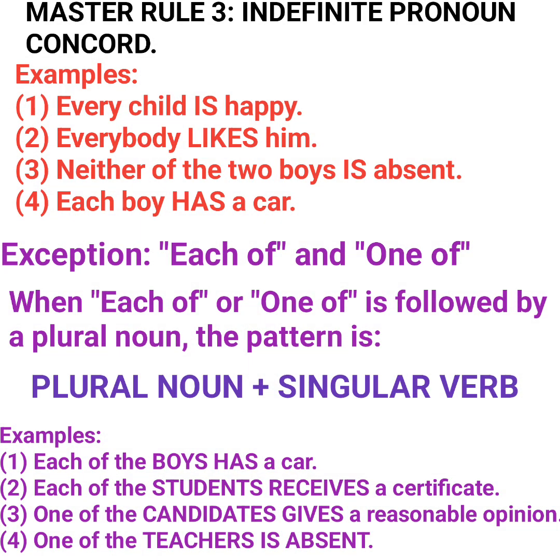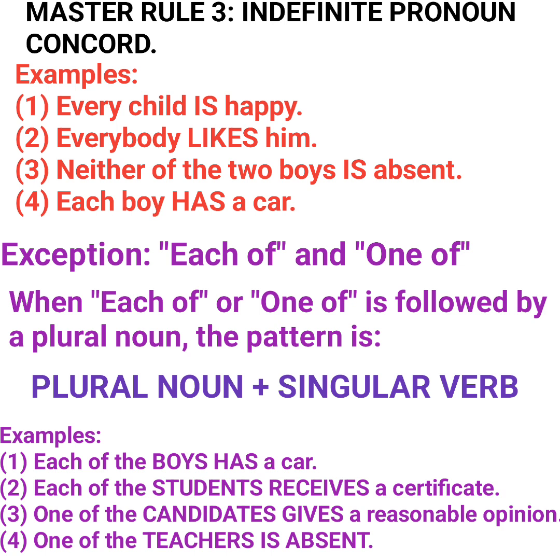These are the examples for the rule. Number 1, every child is happy. Everybody likes him. Neither of the two boys is absent. Each boy has a car. In these examples, you see that they have an indefinite pronoun in the subject position, and the verb they take is singular because they are regarded as singular. Even if they give a plural meaning, we use a singular verb with them. That's why we say every child is happy, and so on and so forth.